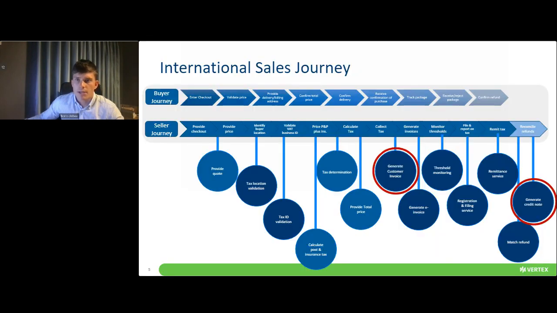So before jumping into the Invoice IQ, first, I just wanted to pull up this slide around the international sales journey. And historically, Vertex has focused its development and capabilities really around tax determination and tax calculation. And that's the blue circles here, the lighter shade blue circles. But as you can see from this flow, there are many other tax-related activities that happen both before and after the tax calc and determination.